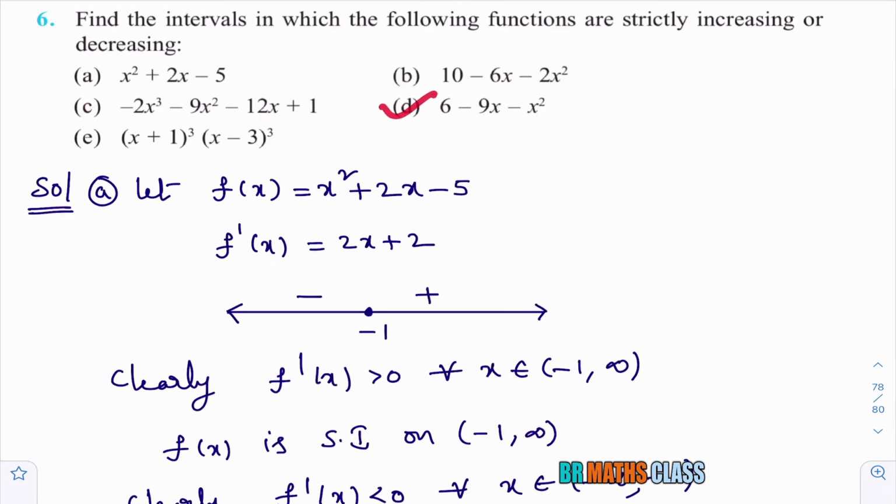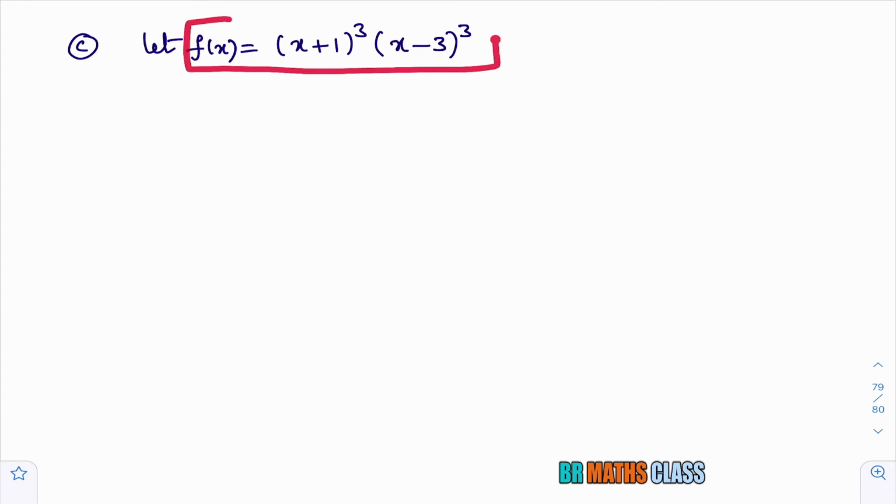I want you to try this fourth bit on your own. Now you see this fifth bit. I'll take this function as f of x. First you take the given function as f of x. I need to find for what values of x this function is strictly increasing, for what values of x this function is strictly decreasing. What I'll do, I'll differentiate this.